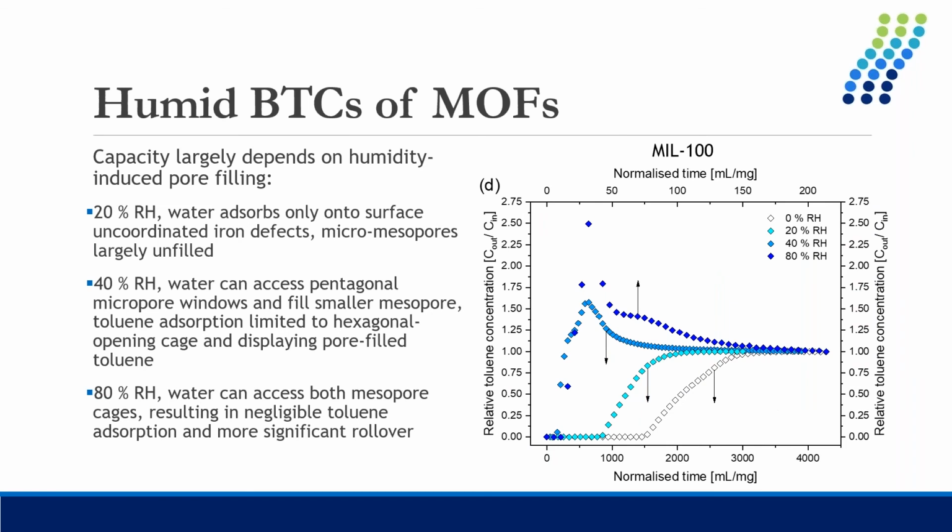And this is probably ultimately the most interesting plot out of my entire PhD. This is the toluene adsorption breakthrough curves on MIL-100 at different levels of relative humidity. This is really interesting because it tells us quantitatively that the adsorption mechanism directly affects the competition mechanism.